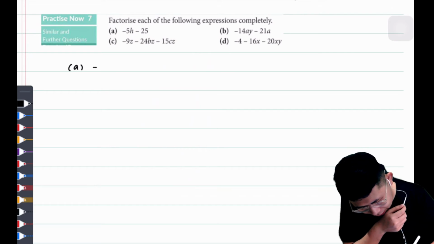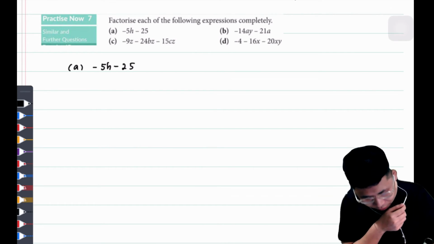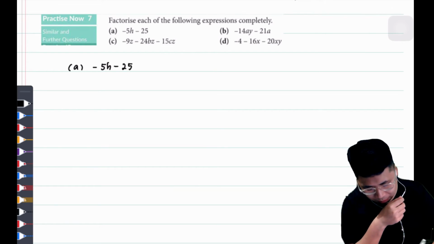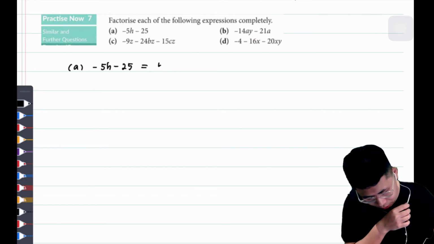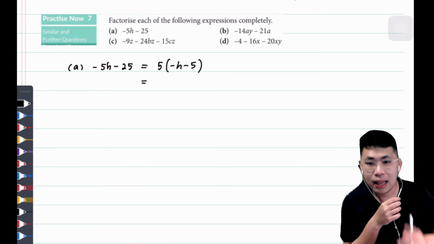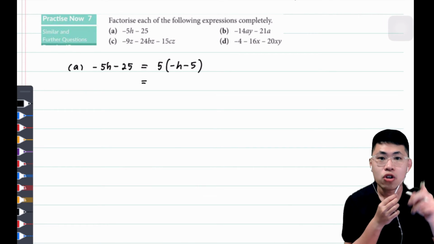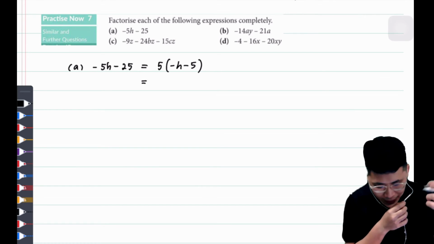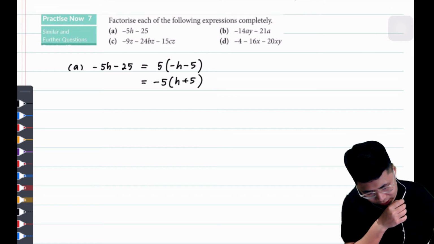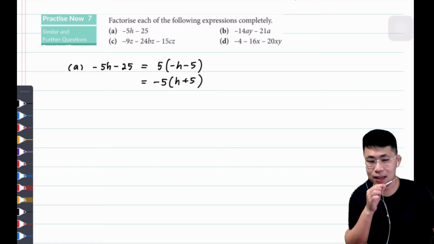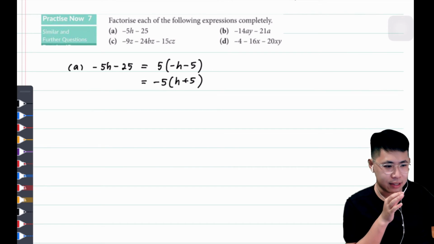Alright, part A, we have negative 5h minus 25, right? So over here, you observe, now it's a bit different than before. We actually have a negative, both the terms are negative. So with this one over here, if we were to take out just 5, we still have our negative h minus 5, right? So actually the negative is also our common factor, so we have to factorize out the negative sign. So over here, we bring the negative out, we are going to have positive h and a positive 5. So when we re-expand, this will be negative 5h, this would be negative 25. Okay, so we will need to bring out the negative signs as well.